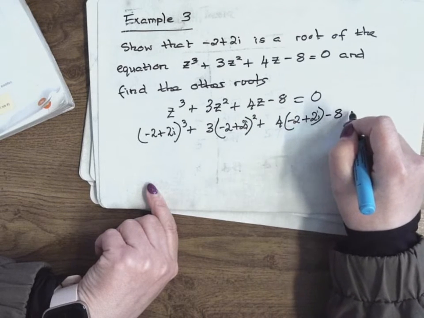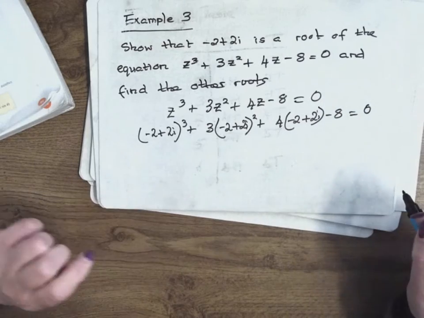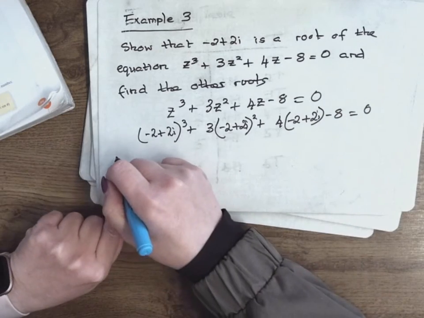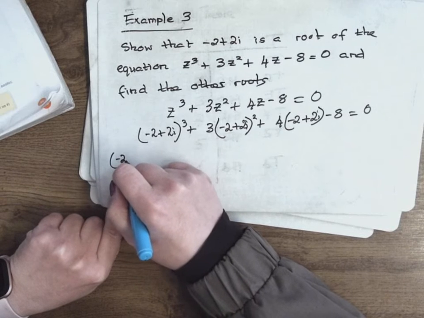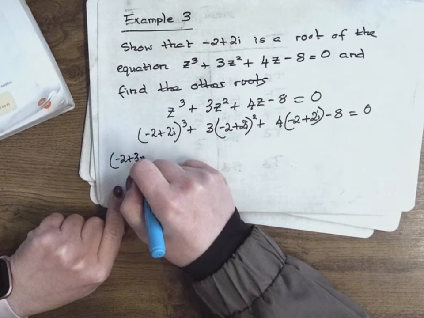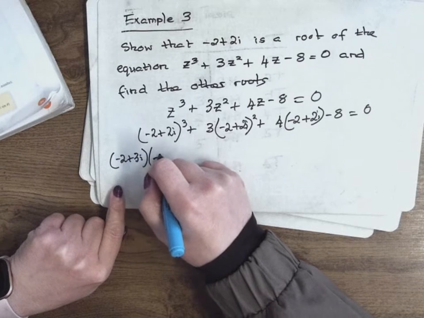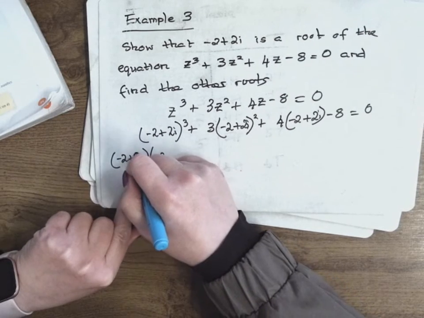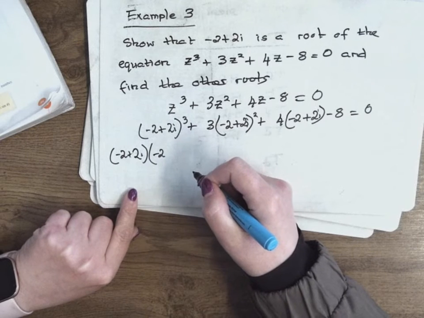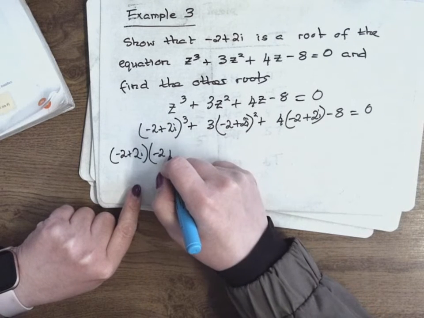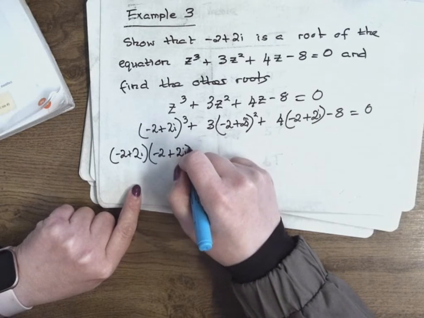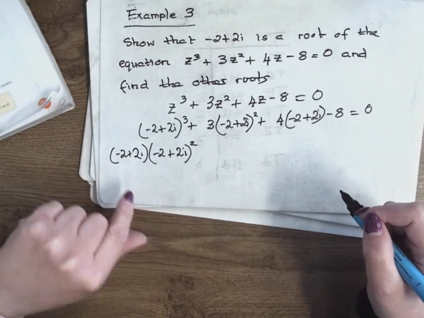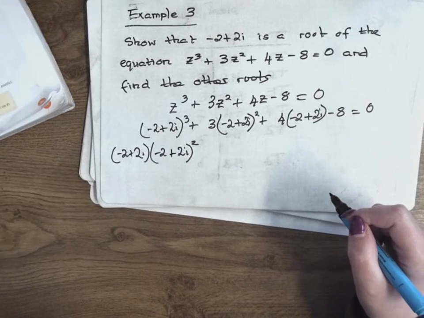minus 8 equals 0. Okay, there's a bit of work in this, there's a bit of cubing out, isn't there? So I'm just going to split this up into minus 2 plus 2i multiplied by minus 2 plus 2i, all squared, right? It'll just make things easier for me because I can square the brackets. So I'm going to square it and then multiply it by a third one.